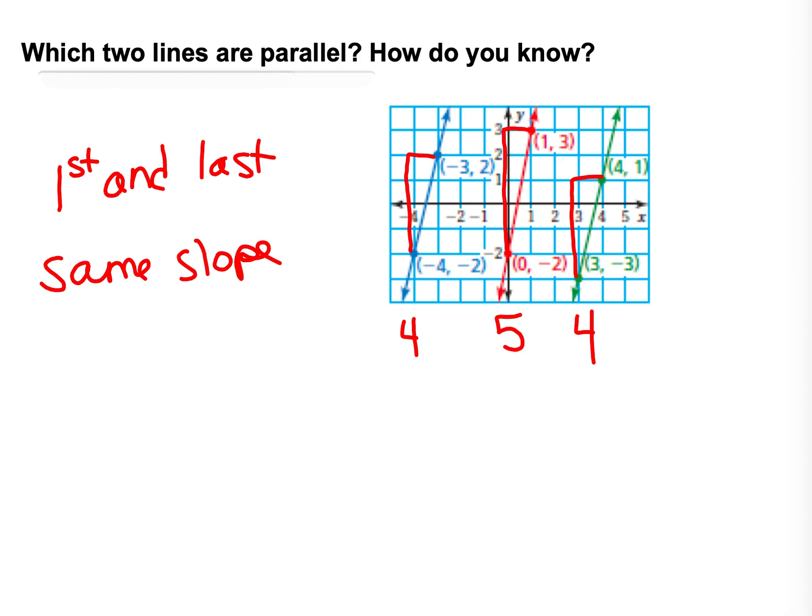I have, for the blue line, the slope is 4. For the red line, my slope is 5. And for the green line, my slope is 4. The first and last lines, the blue and the green, had the same slope. So those are the 2 that are parallel.